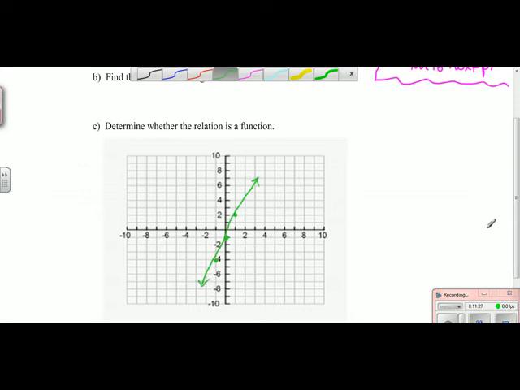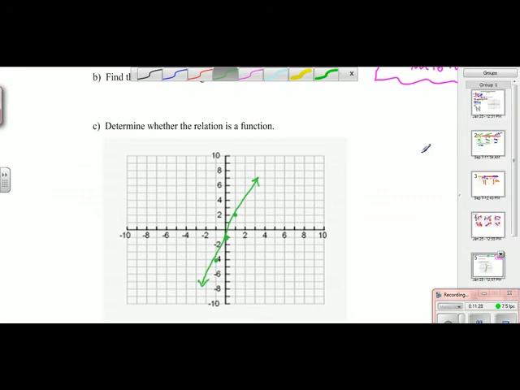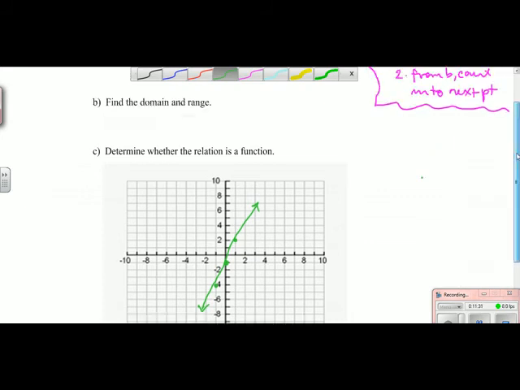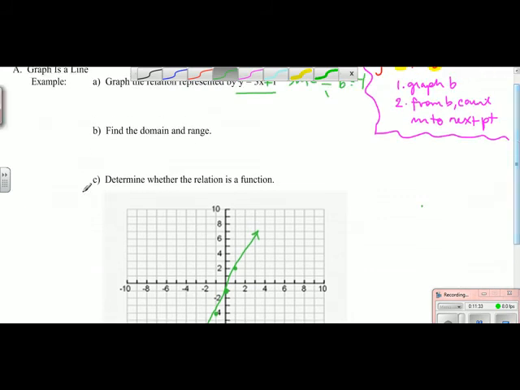Now, what this unit is asking us to do is think about the domain and the range. So you think about what can go into this equation of a line. The domain is such that x is all real numbers. There are no restrictions on what the x can be. It can be any number.